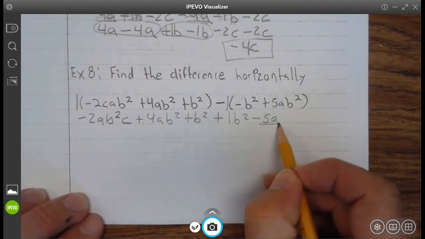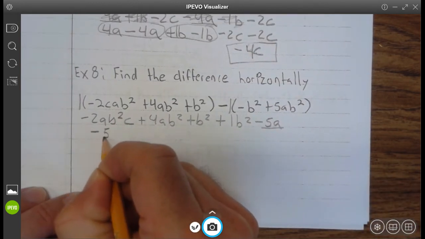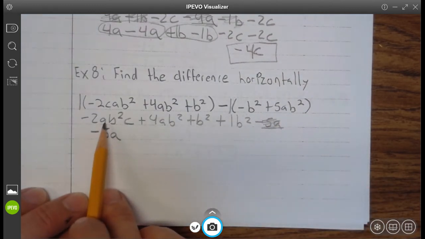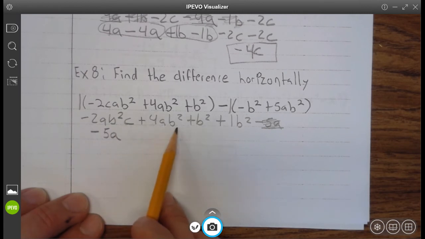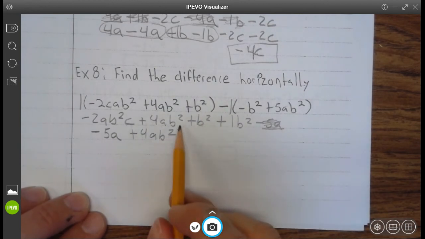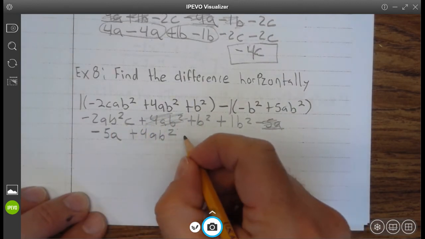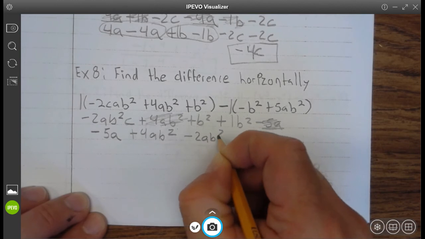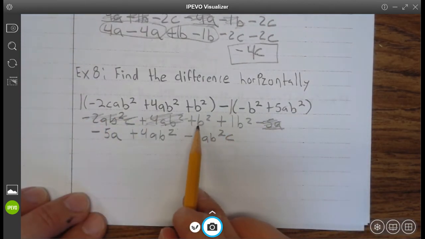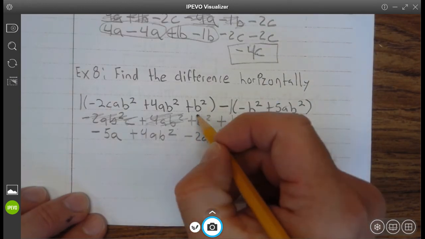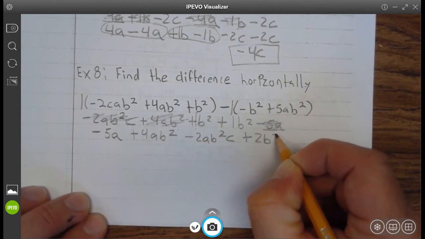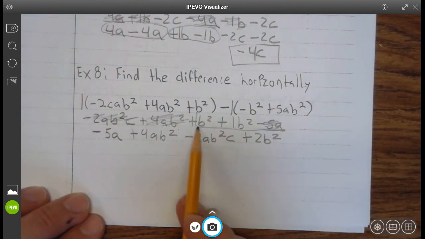Well, it's only one, so negative 5a. So we're done with that. The next thing with a is the ab squared c. ab is technically first, so that's plus 4ab squared. So we're done with that. Then the minus 2ab squared c. Done with that. And then we can just go ahead and combine these now. 1b squared plus 1b squared is plus 2b squared. There's nothing else to combine, so you're done.